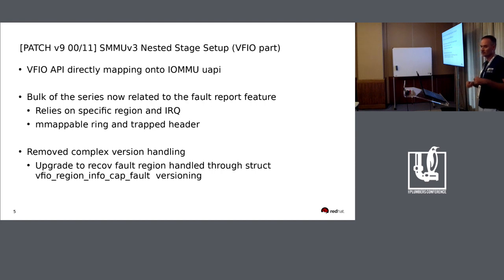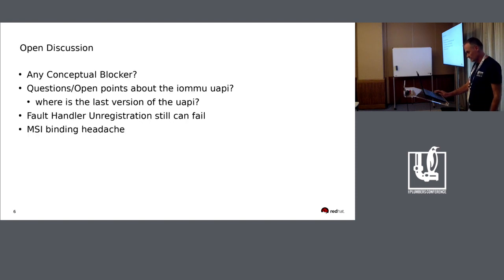And now the bulk of the series is related to the fault reporting handling, because we introduced a new region in the VFIO device, and that also allows us to expose the faults to user space. We have a ring of faults that is mappable from user space. And to prepare for the introduction of recoverable errors, we now have a versioning mechanism which is proposed directly by the VFIO API. So in the capabilities for the introduced region, we can update this, and later on we can support recoverable errors.